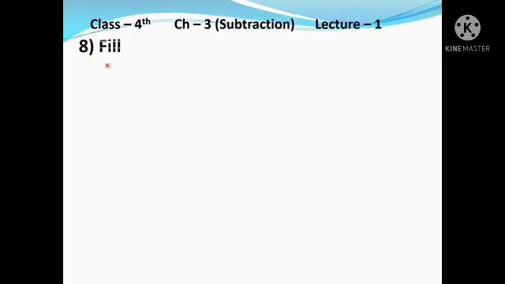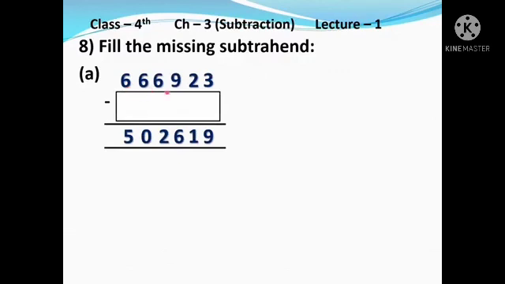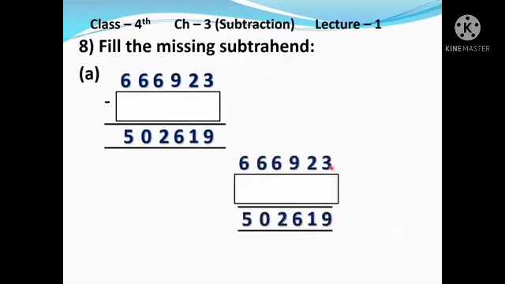Now question number 8. Fill the missing subtrahend. A part. Note this question very carefully. See, the minuend is 6,66,923 and the difference is 5,02,619. You have to find the missing subtrahend. Answer: see, this 3 is smaller than this 9, so we will take a borrow from this 2. So this 2 will become 1 and this 3 will become 13. Now see, in this 13 what we will subtract so that the answer is 9? What we will subtract: 4. So write 4 here.